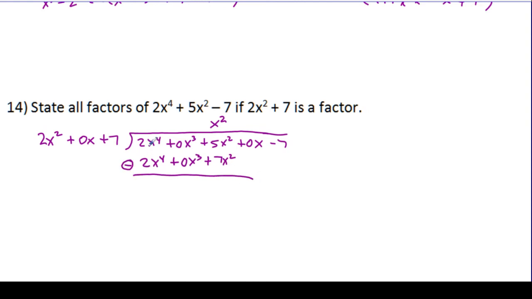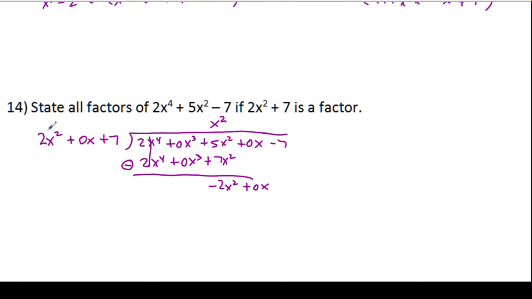So 2x to the fourth minus 2x to the fourth cancels. 0x cubed minus 0x cubed is still 0, so I'm not going to bring anything down for that. 5 minus 7 gives me negative 2x squared. I'm going to bring down the next term, 0x. Okay, I need to turn this expression into this expression.